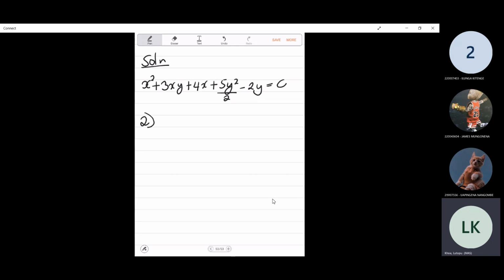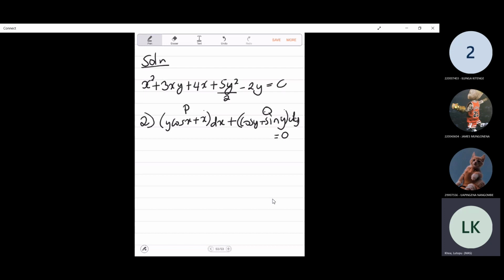Question 2, we have to solve y cos x plus x plus, forgot the dx, plus cos y plus sin y dy, and this is equal to 0. So this is our P, and that is our Q.